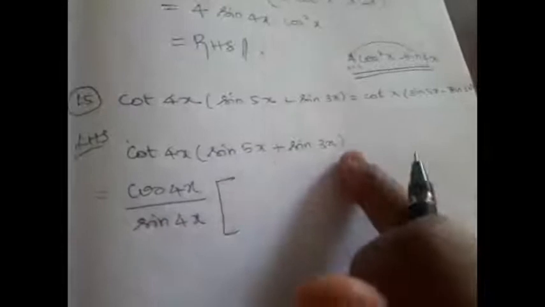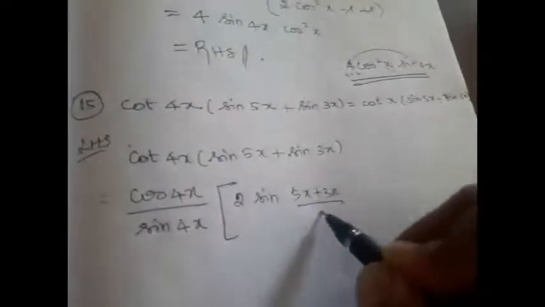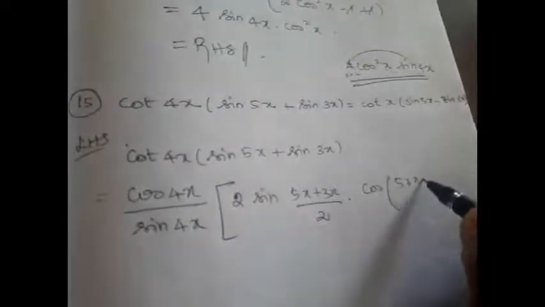Now let us start with the left hand side: cot 4x into sin 5x plus sin 3x. Now cot 4x can be written as cos 4x divided by sin 4x. Again this is sin plus sin, and sin plus sin means 2 sin 5x plus 3x divided by 2 into cos 5x minus 3x divided by 2. One is plus, the other one is minus, don't forget.